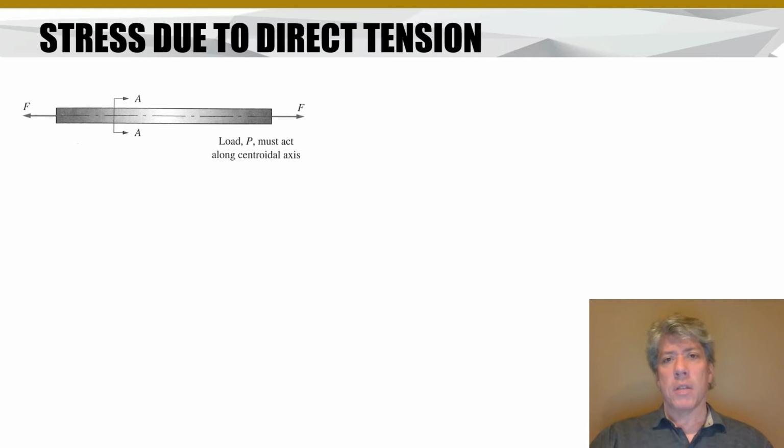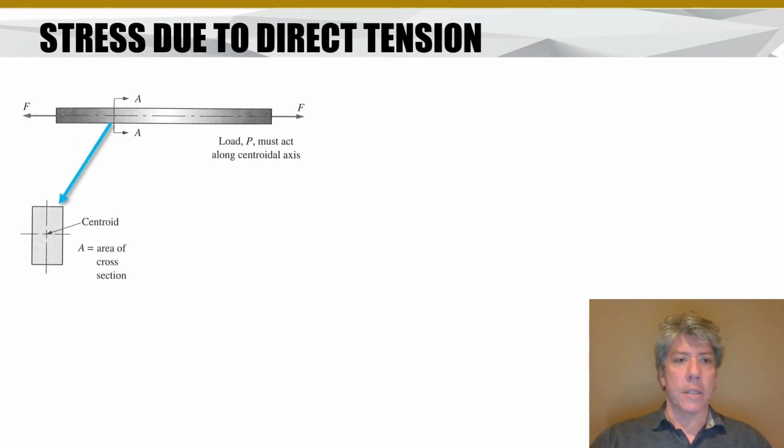If we have a simple member that has direct tension in it, what does that mean? Well, we just have two forces. This is a two-force member. The load acts along the centroidal axis. Let's say it's a rectangular beam, so there's the cross section. If we were to cut the beam and look at it, this is what we would see.